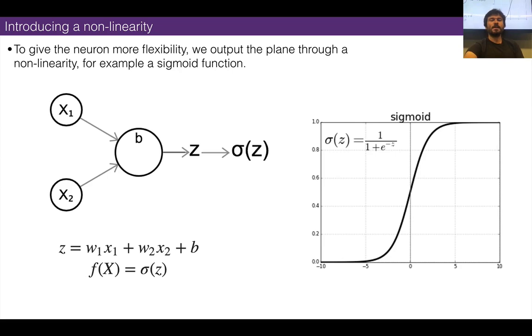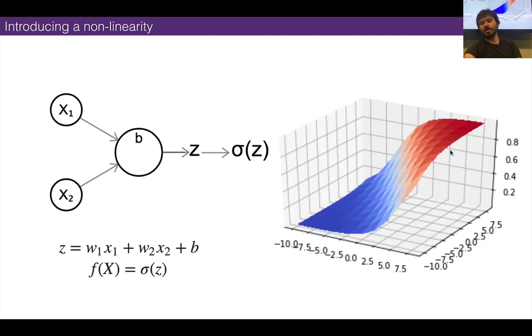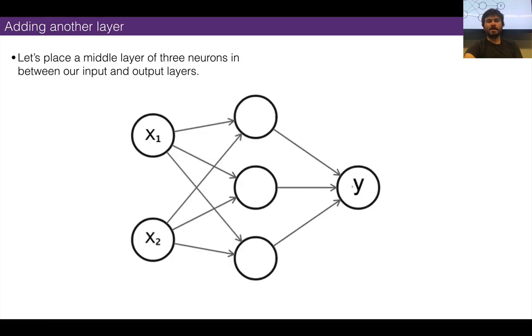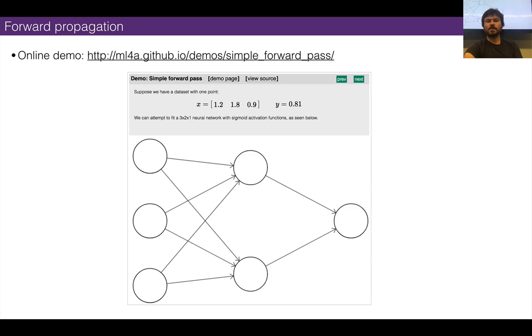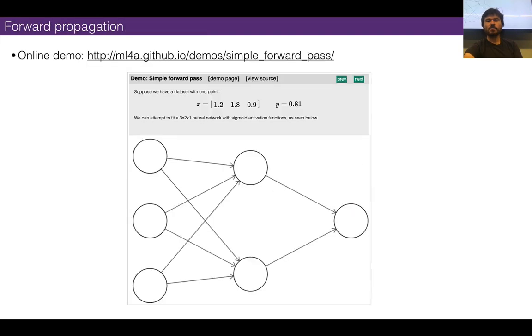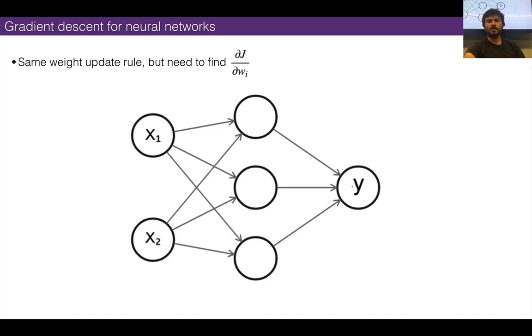We already mentioned this last week. Neural networks kind of started off with sigmoid nonlinearities. Sigmoid looks like this. Turns out that sigmoids are difficult to train in practice. This is what a sigmoid would actually look like: you see that it takes that flat plane and makes it curved. In practice, we usually use ReLU, which looks like this. So where is this going? I already showed this last week. If we add another layer, and so on, it's the same weight update rule.